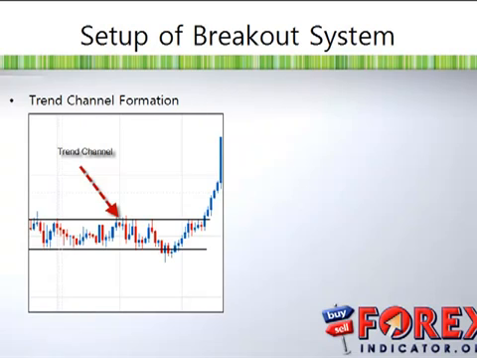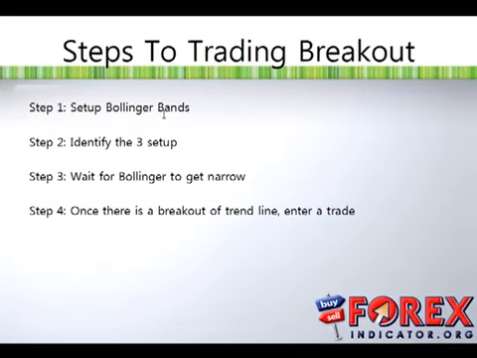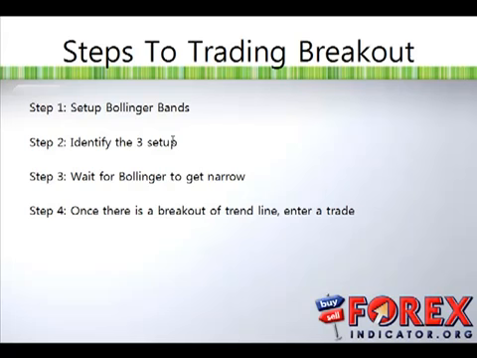Okay, so now we have to go through the steps to trading breakout. Step one is to set up the Bollinger Band. Step two is to identify the setup, any one of these three setups. Step three, wait for the Bollinger Band to get narrow to show a sign of consolidation. Step four, once there's a breakout of the trend line, a valid breakout, like I said just now, you must enter a trade.